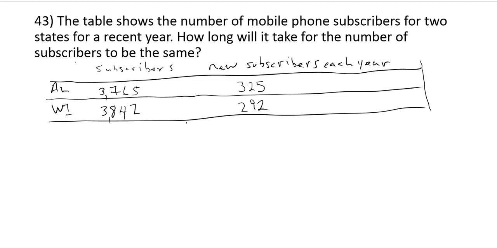So what we're looking at is time is going to be our independent variable. That's going to be our x value. So we're going to go ahead and set it up. And we have subscribers in Alabama and Wisconsin that already exist. So they're already there.